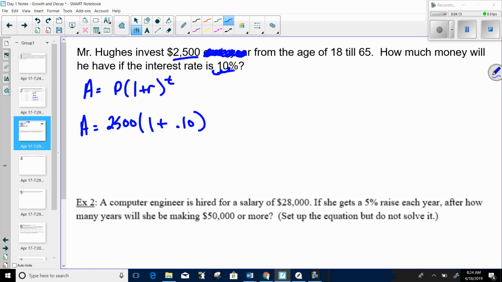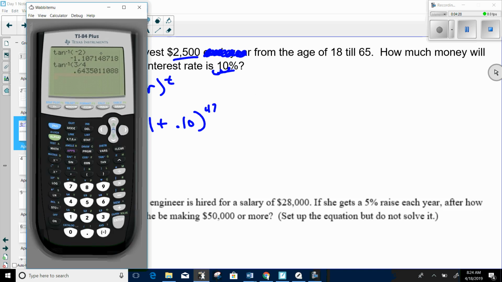You need to calculate that. So you would do 65 minus 18, which is 47 years. So then you would do 47 years. So then what you do is you're going to use a calculator. So you're going to pull that up here to the side.